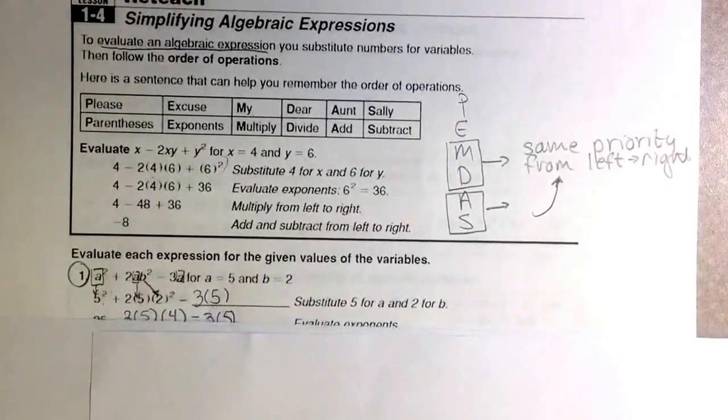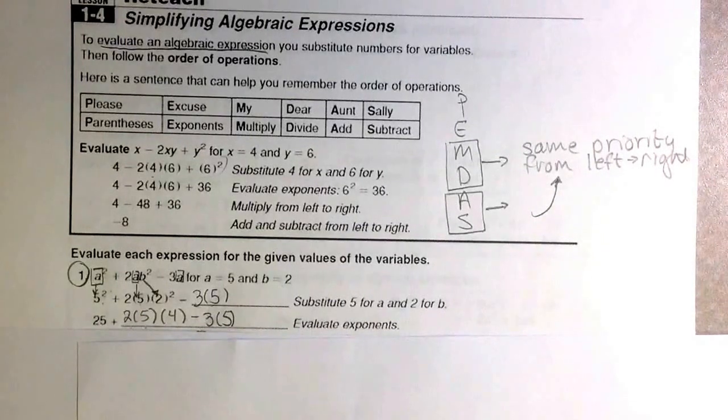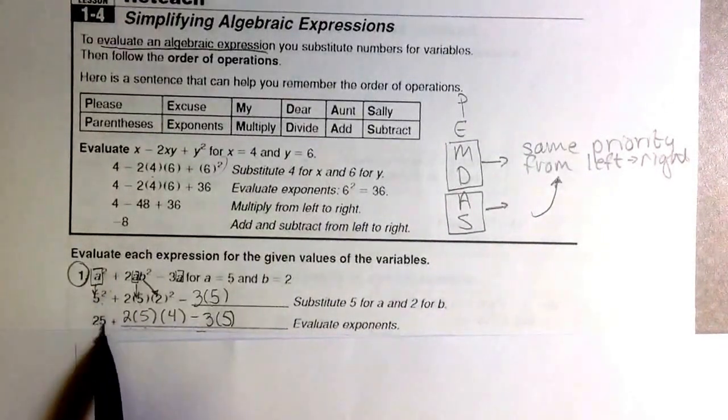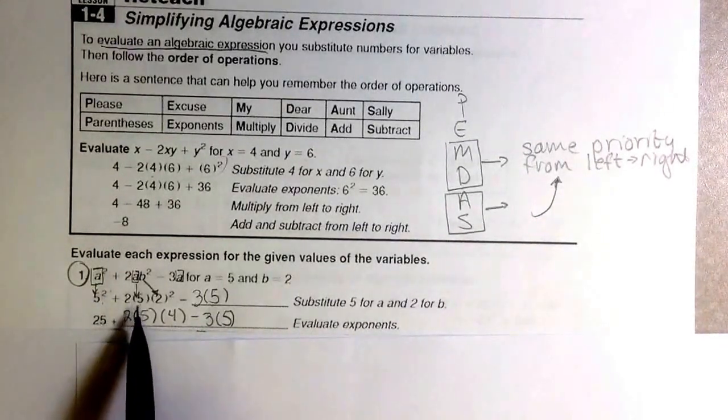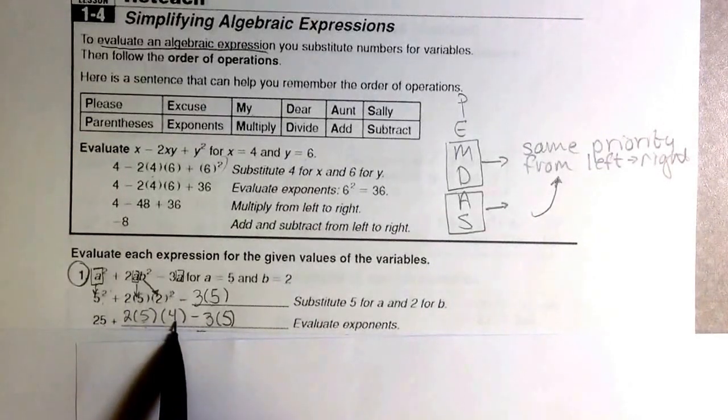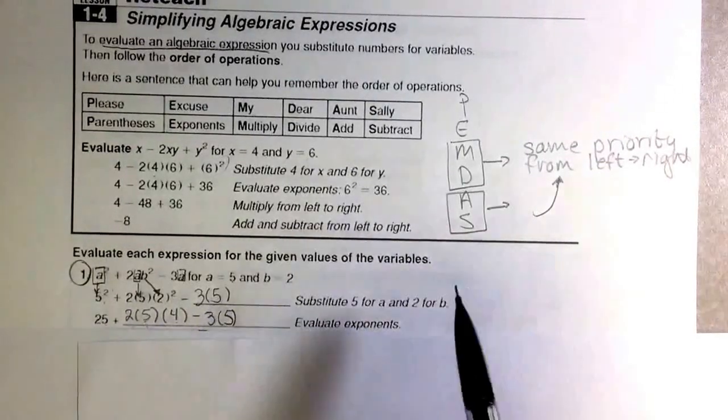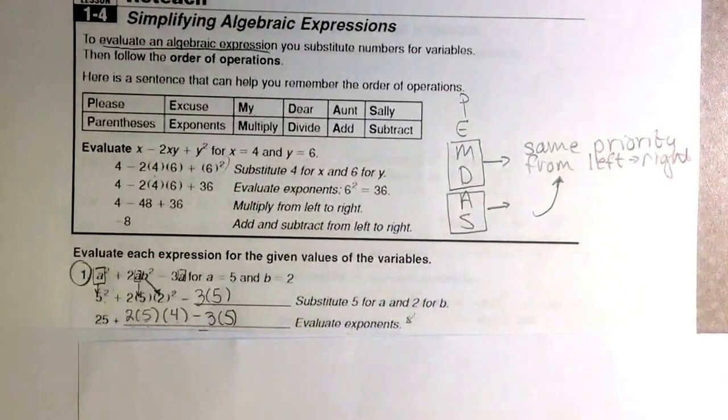Very first step you need to do is evaluate the exponent. So that's the only thing we're going to do on the first blank. 5 squared is 25. We're going to leave the 2, the 5. 2 squared is 4. And we're going to leave this because we're only evaluating the exponents.